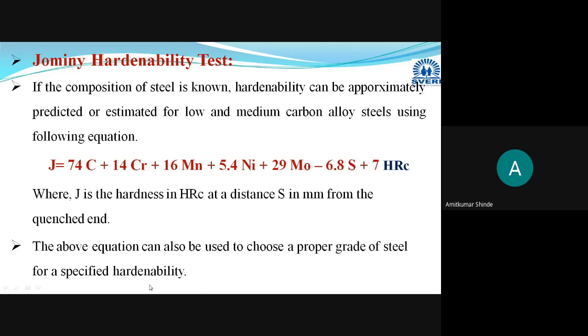You can choose the proper grades of steels depending on their hardenability, or depending on your use, you can select the steel depending only on their composition. With the help of this equation, if the composition of the particular steel is known, you can put those values here, and the approximate value of hardness can be determined. And if the approximate hardness value is known to you, you can determine their hardenability values. So this is the Jominy end quench test for determination of the hardenability.